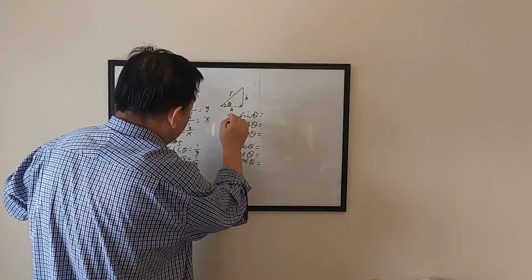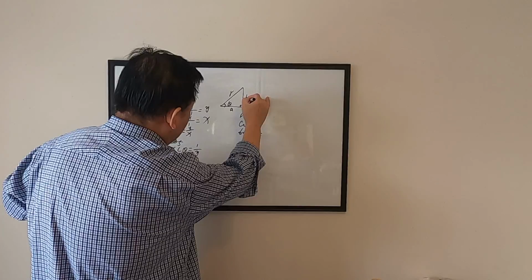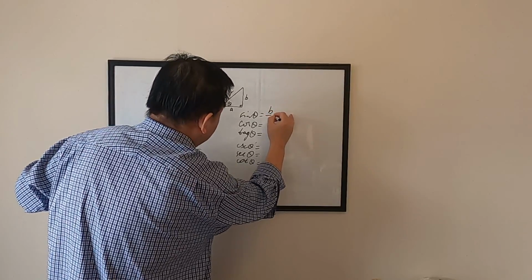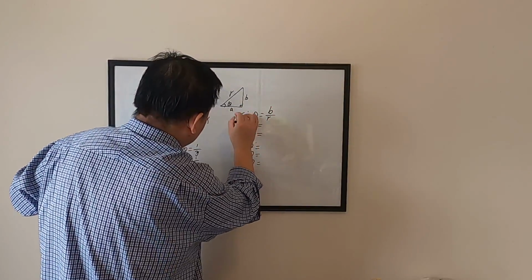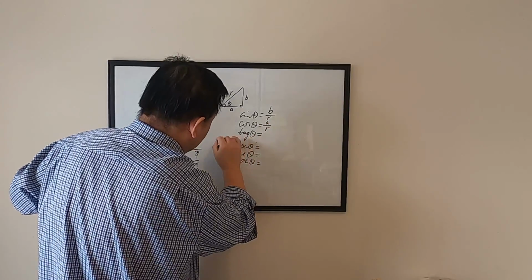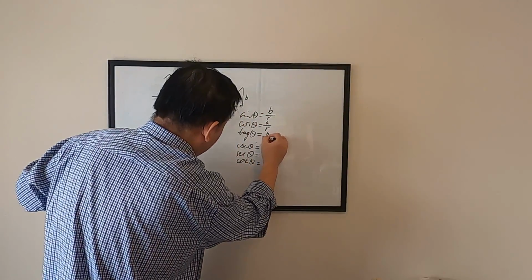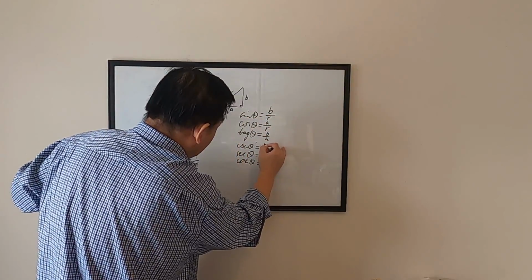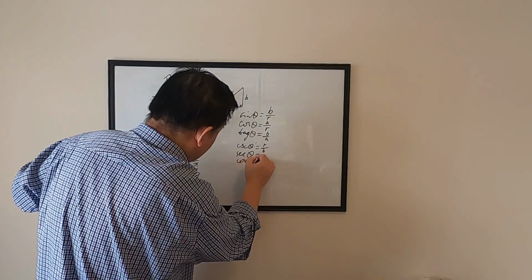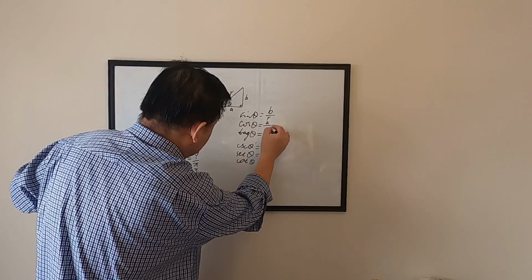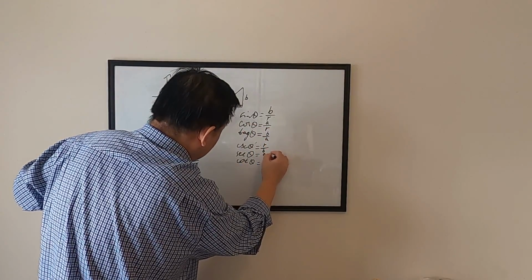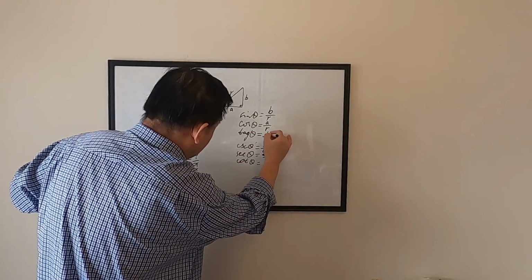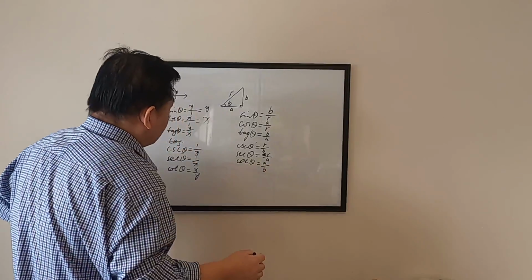So here, sin theta is opposite side over hypotenuse, B over R. Cosine is A over R, tangent is B over A, cosecant is R over B, secant theta is R over A, cotangent theta is A over B.